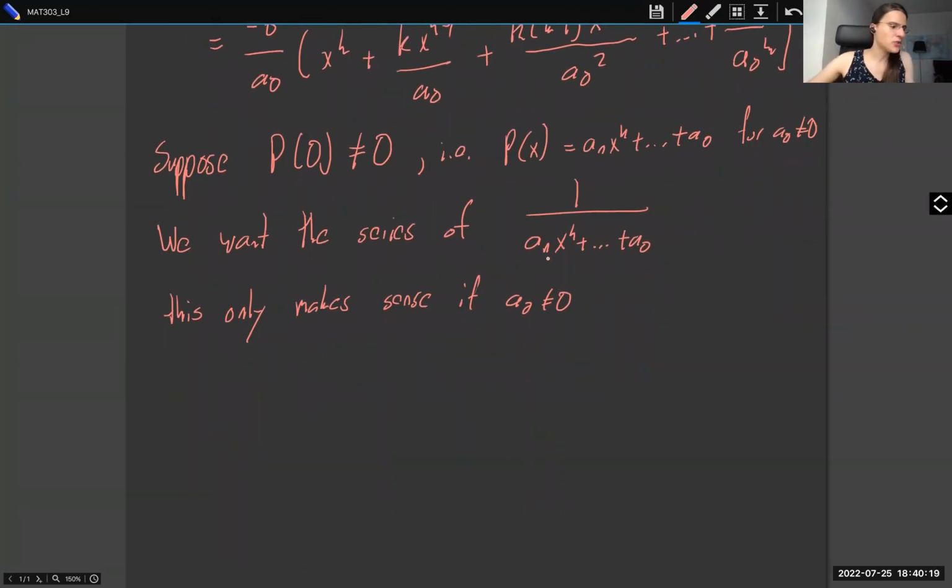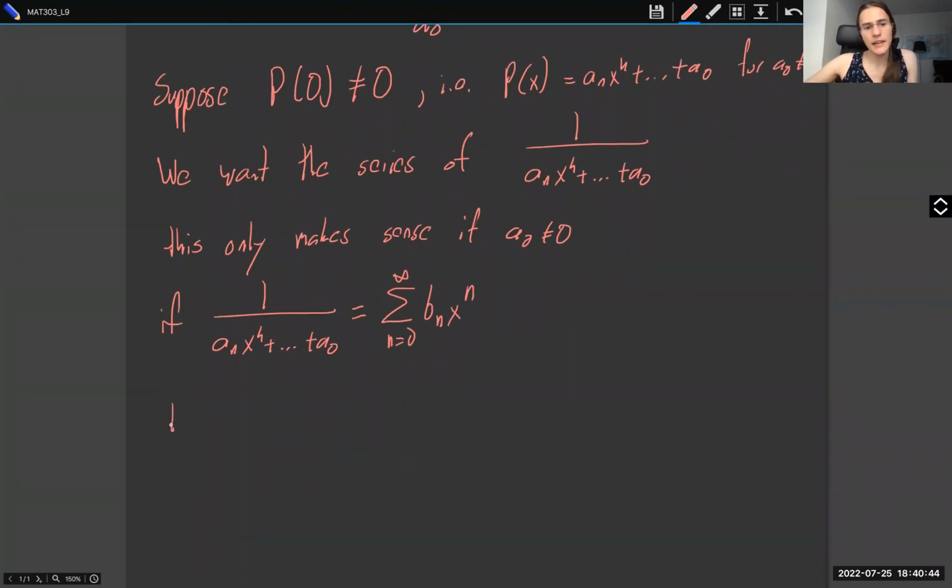Well, so how do we do this? Well, if this has a series, which it will, if a naught is not equal to 0, so suppose that that series is the sum from n equal to 0 to infinity of b sub n x to the n, right? Then 1 is equal to the product of this polynomial and this series.